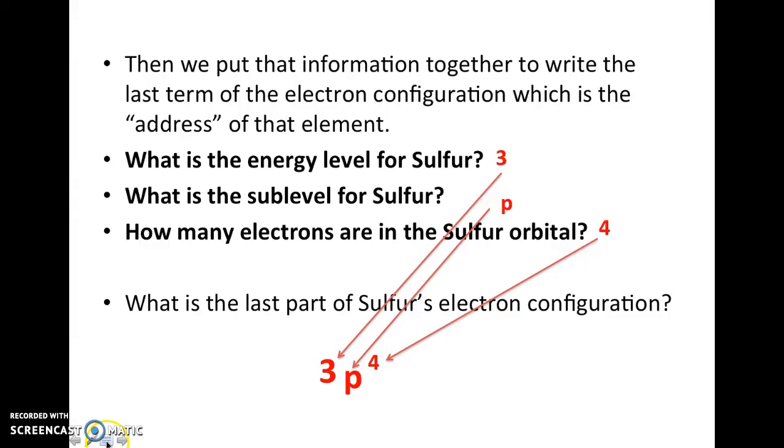Remember, the 3 is my energy level, or the period. P is my sublevel coming from the block. And the 4 is how many elements over sulfur was found inside of that block.